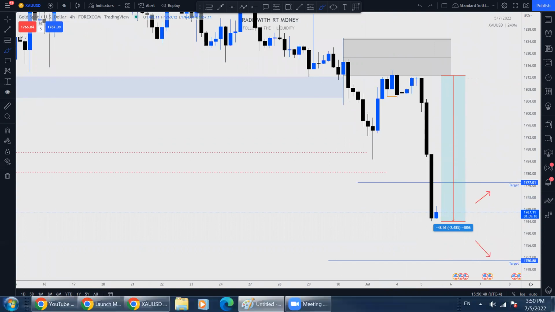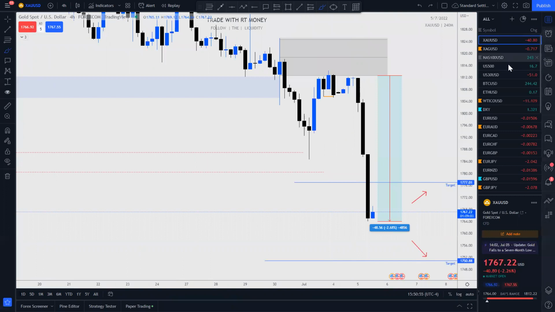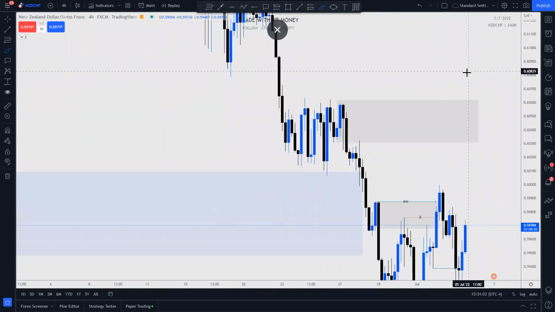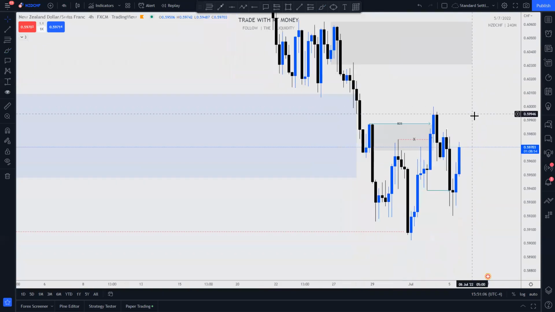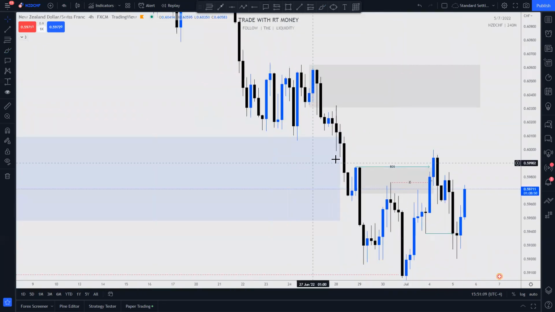The next one is NZD Swiss. Let's take a look at NZD Swiss. I'm going all the way down. And what do we get? Let's find Sunday. All right. We see the flip situation here. This is the 4 hour now. We see that there was a possible flip situation there.